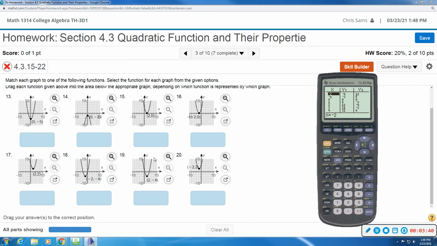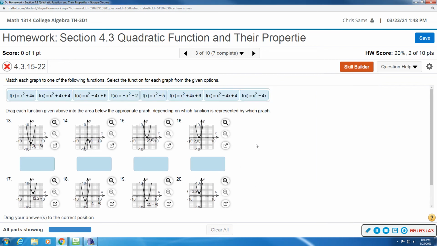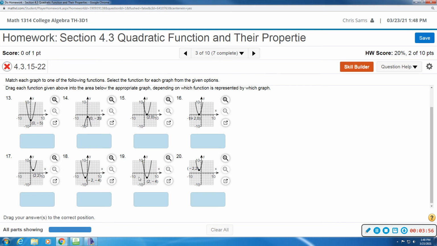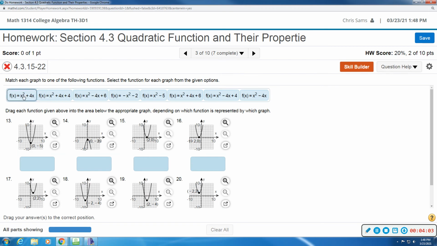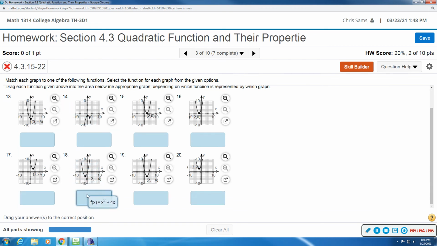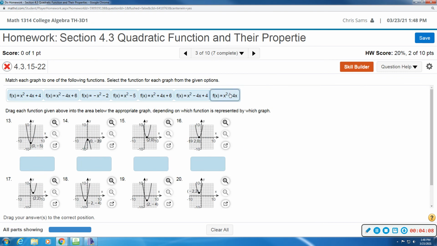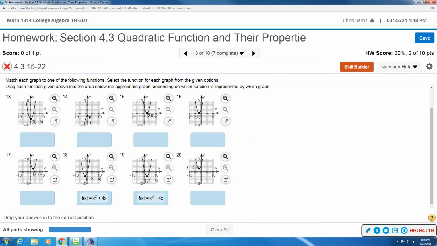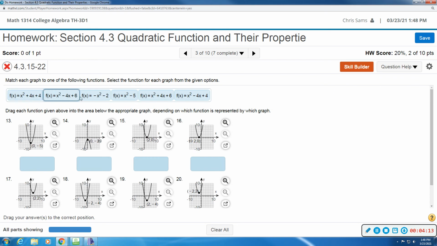So the idea to solve these is to find the y-intercept, and if you have more than one, then we can use that middle term to determine if it shifts left or right. We only have two graphs that cross at 0. That's the 18 and 19. One shifted left, one shifted right, and it's the opposite sign. The plus shifts it left, so I'm going to drop that one here, and the minus shifts it right. Okay, and from there we'll do the rest of them the same way.